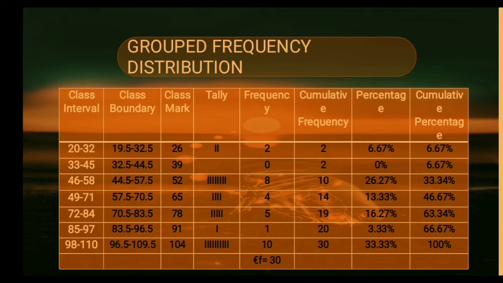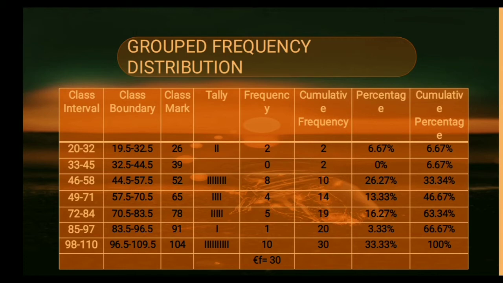And the result of our class width is 13.54326109. The rule in getting the approximate class width: to avoid getting decimals, the nearest odd number is the approximate class width, so our class width is 13.